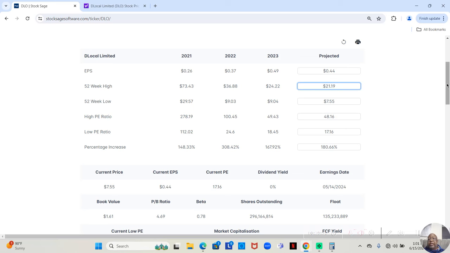In any event, that's a brief breakdown of the app. It helps you to find fundamentally sound stocks at their low price so that you can buy them and be profitable from them, actually make money in this stock game.